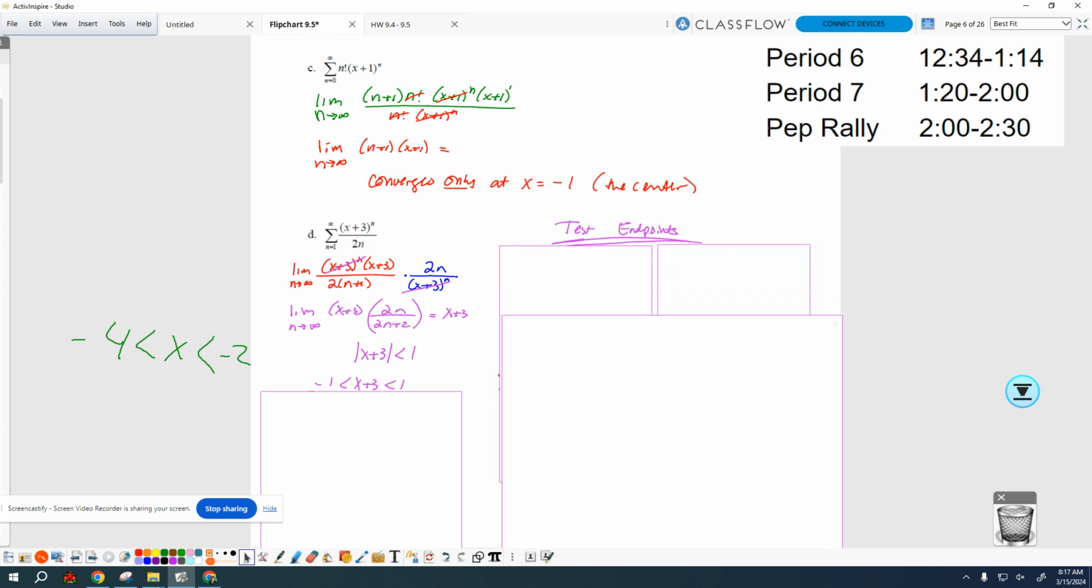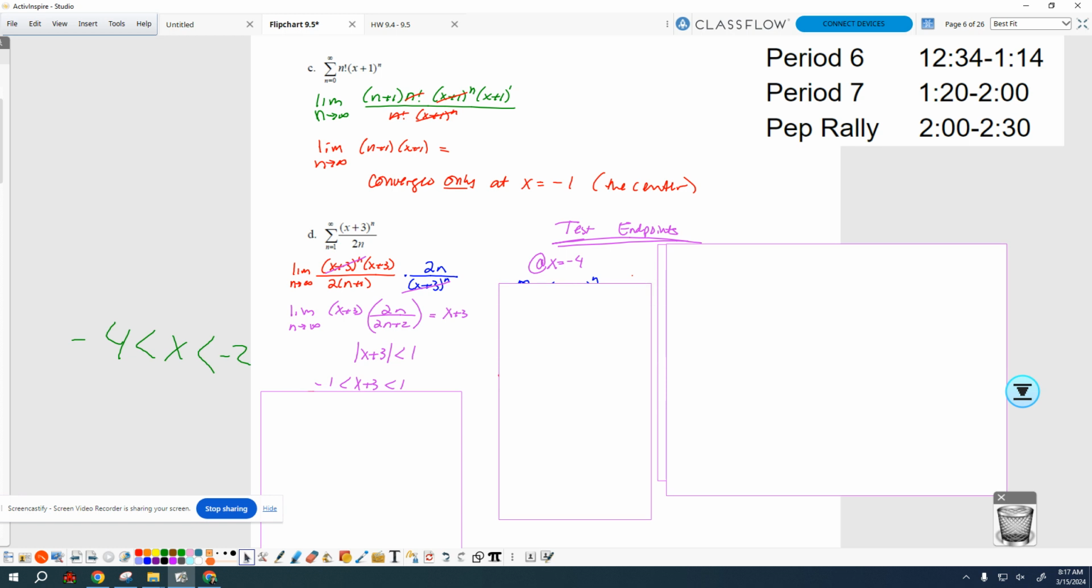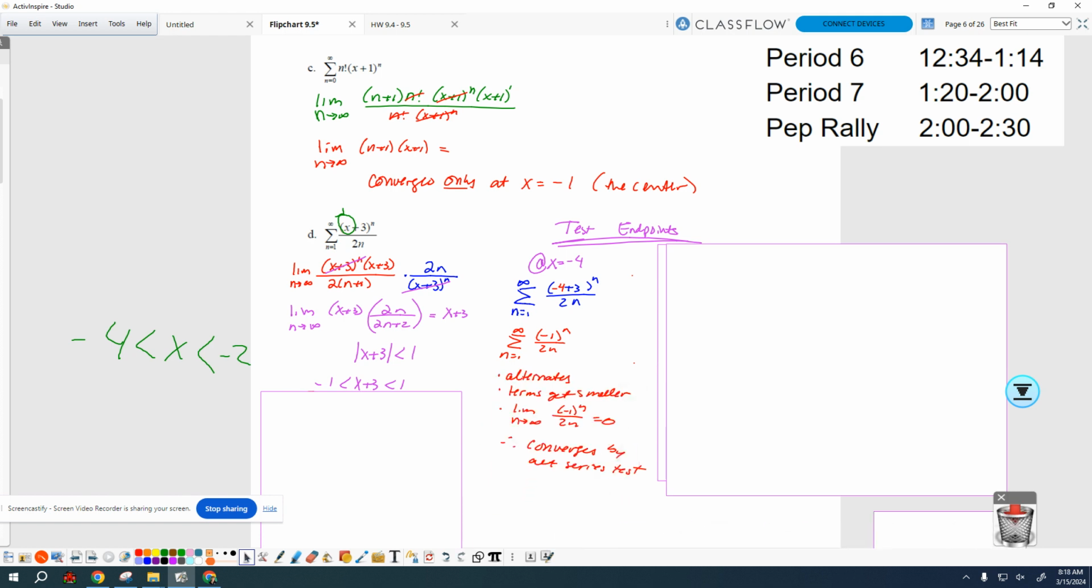Okay. So I'm going to test the endpoints, maybe putting -4 in for x. So we'll plug in -4, and now it's no longer a power series, it's actually just numbers. So I have (-1)^n over 2n. Is that going to converge or diverge? Converge. But P series is going to fail. Why is it going to converge? It's alternating, terms are decreasing, the nth term goes to 0, so that one's going to converge by alternating series.